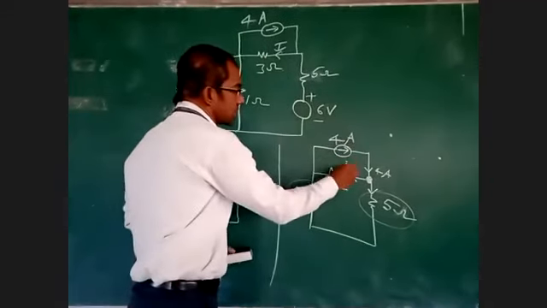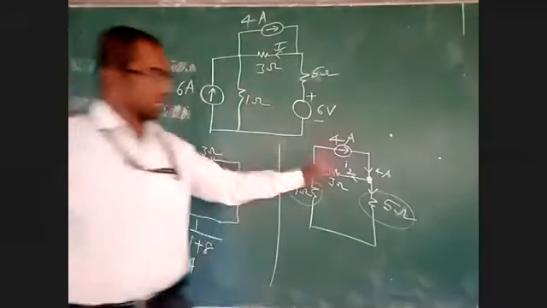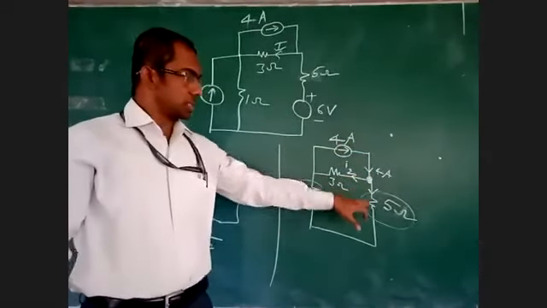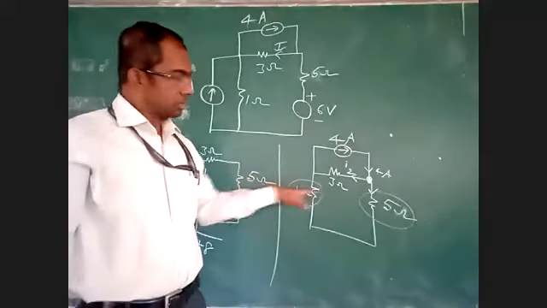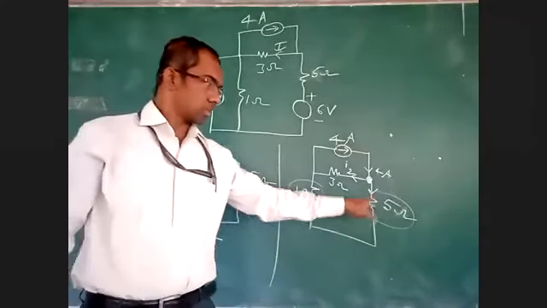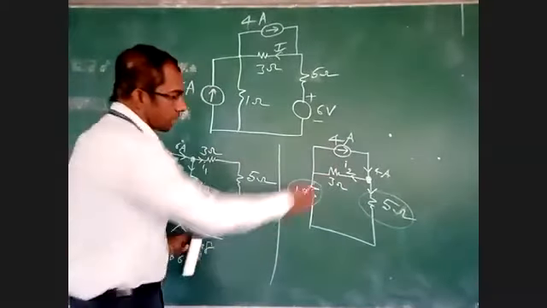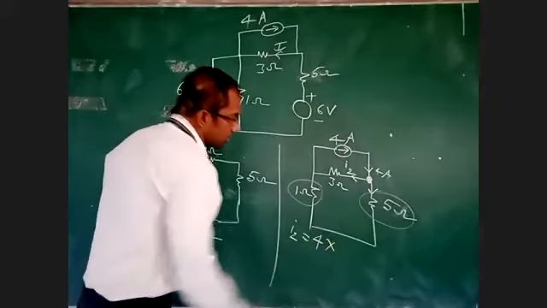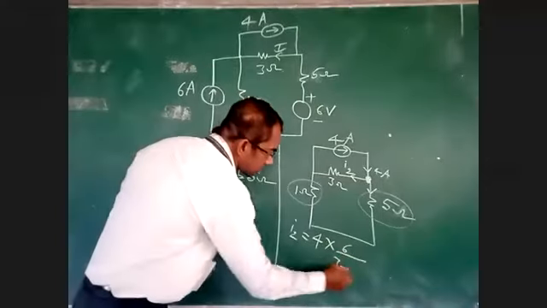Let us take this as I2. In the first case we assumed I1; in the second case, let us take I2. This 4 ampere is coming here and dividing in these two branches. 5 and 1 is one branch. This 6 ohms is another branch, and this 6 ohms is parallel to 3 ohms. I want the current in 3 ohms, so I2 is equal to total current 4 times the opposite branch 6 divided by 3 plus 6.